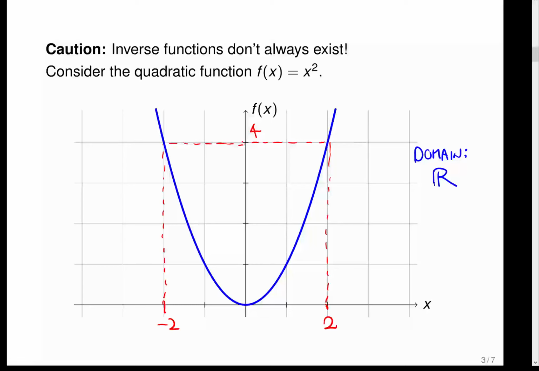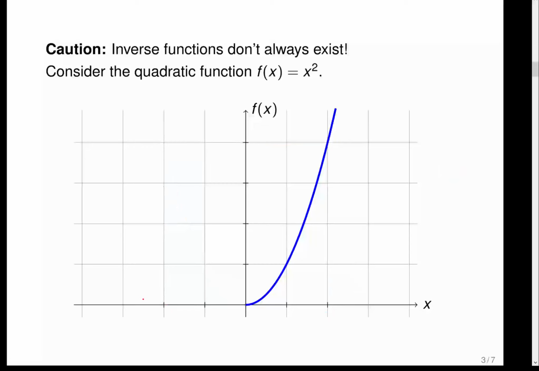Now recall that function outputs must be unique. So would the inverse function of f send 4 back to 2 or negative 2? This is quite ambiguous, and so we say that the function f of x equals x squared has no inverse function on its natural domain of R, the set of real numbers.